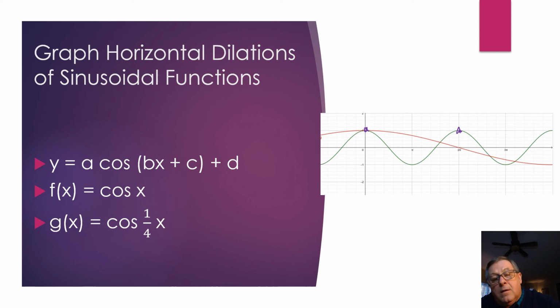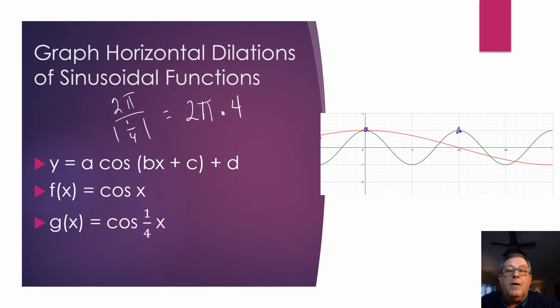Now again, algebraically, let's think about what's happening with our period. To determine that algebraically, I've got 2 pi over the absolute value of b. In this case, that's 1/4. And so this is going to equal 2 pi times 4, since dividing by 1/4 is the same as multiplying by the reciprocal. My period has now expanded from 2 pi out to 8 pi. It's so far that I don't even have it on the graph here.